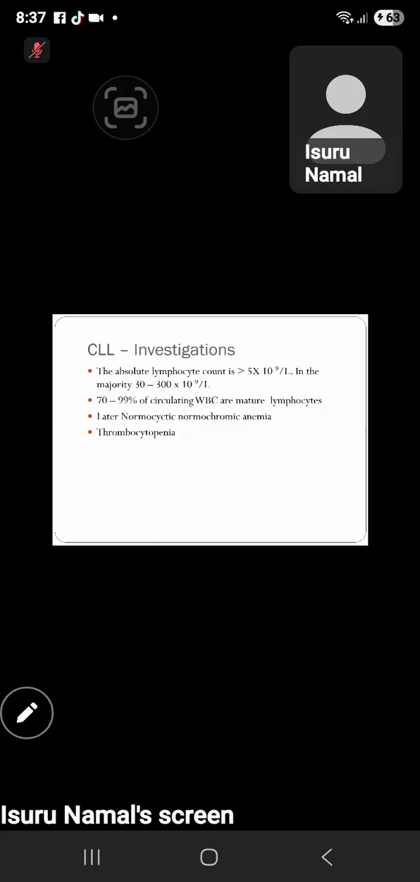Then the WBC count is finally increased, right? 70 to 99% of circulating WBC are mature lymphocytes, not lymphoblasts. Those are mature lymphocytes, right? Later, normocytic normochromic anemia, and thrombocytopenia may be present. You can identify thrombocytopenia in these types of CLL cases, right?